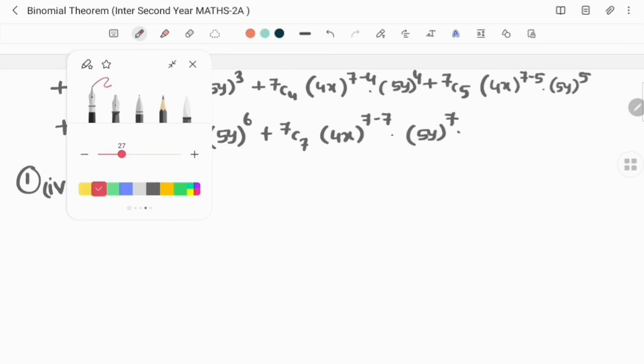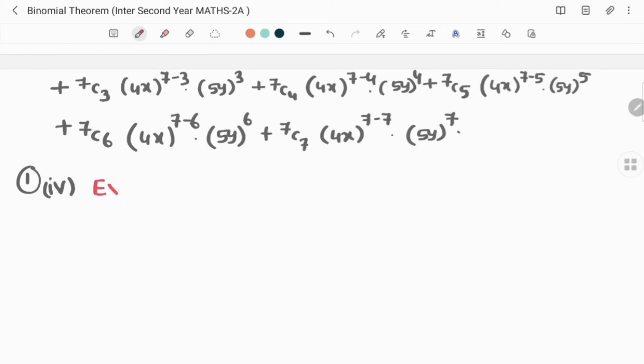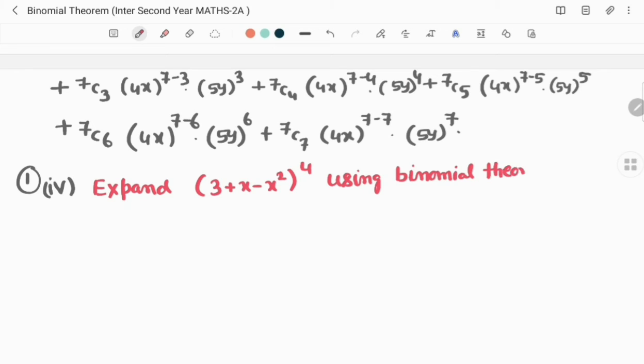Expand (3 + x - x^2)^4 using the binomial theorem. So this is the question.